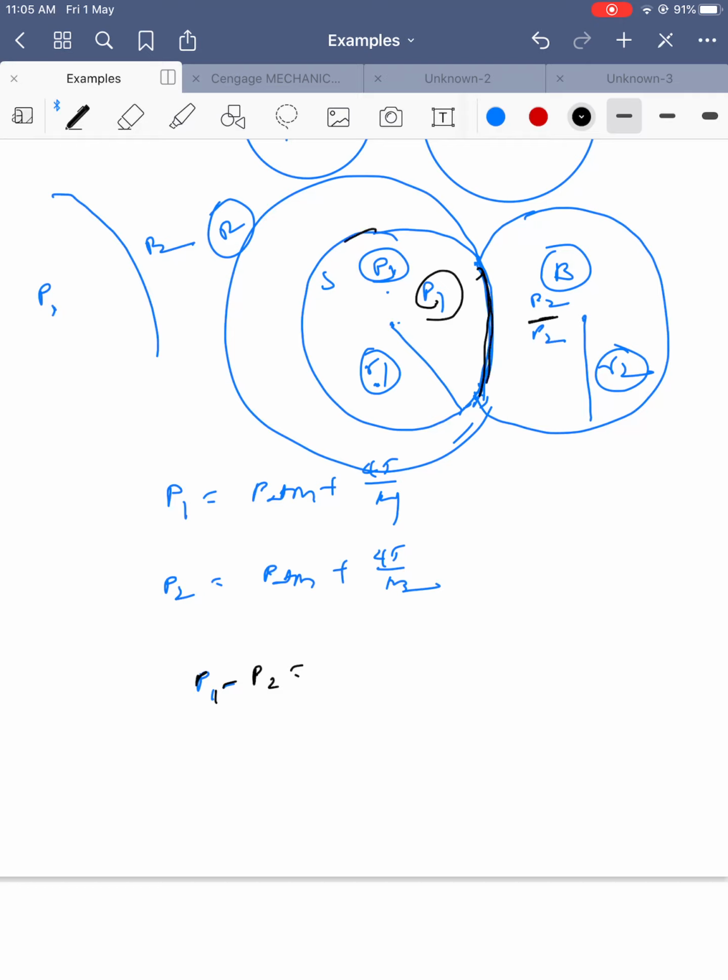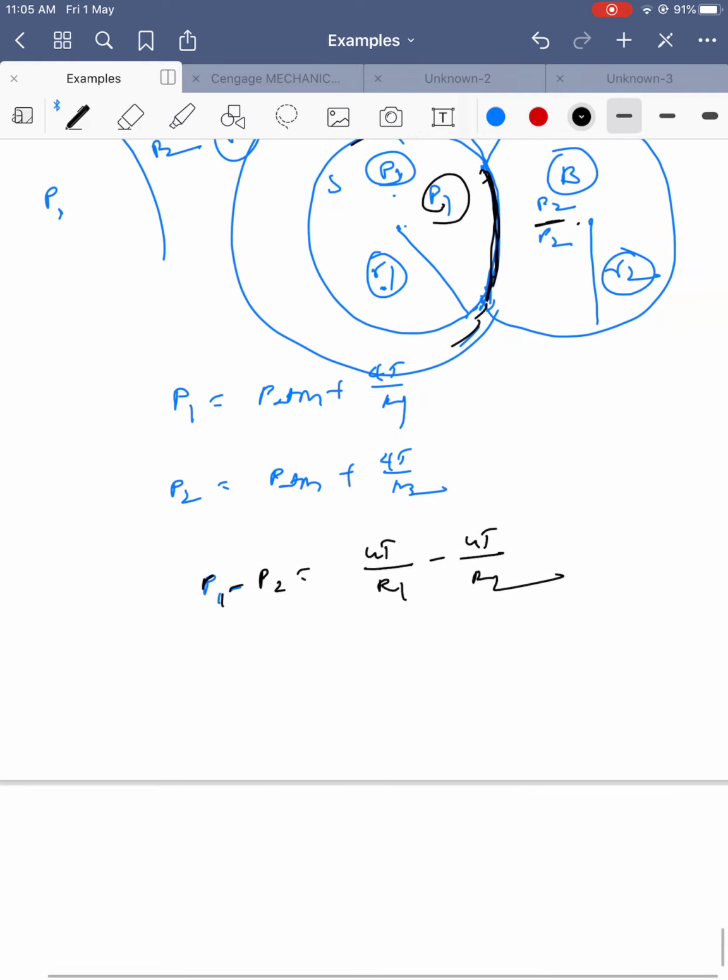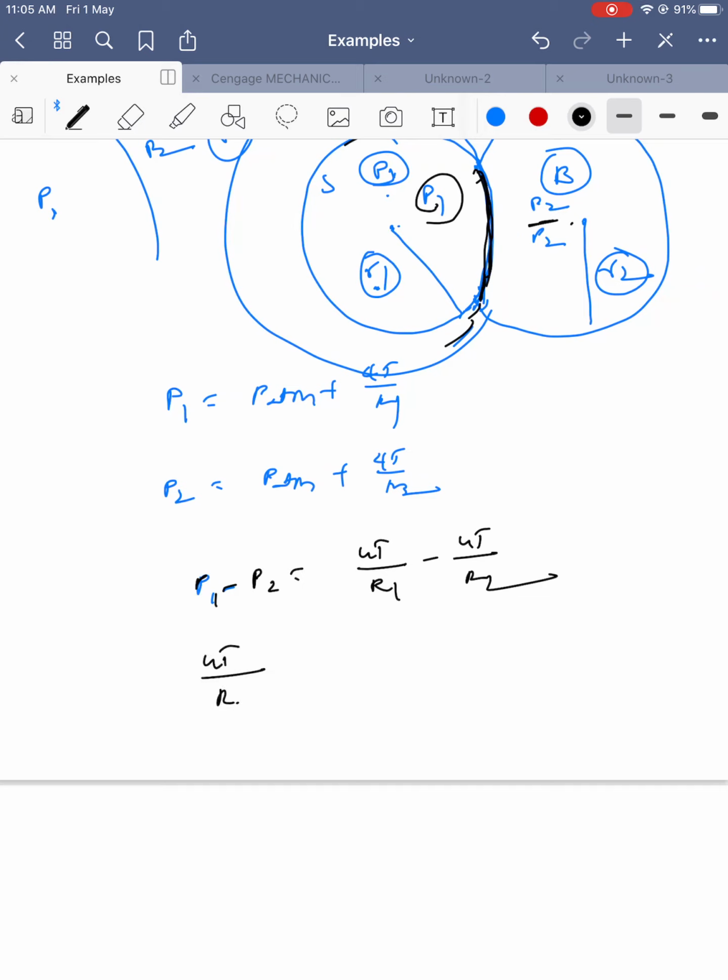It's not equal to R1, it's not equal to R2. Intermediately it forms some different radius. So P1 minus P2 is equal to 4T by R1 minus 4T by R2. So P1 minus P2 is equal to 4T by R equivalent.